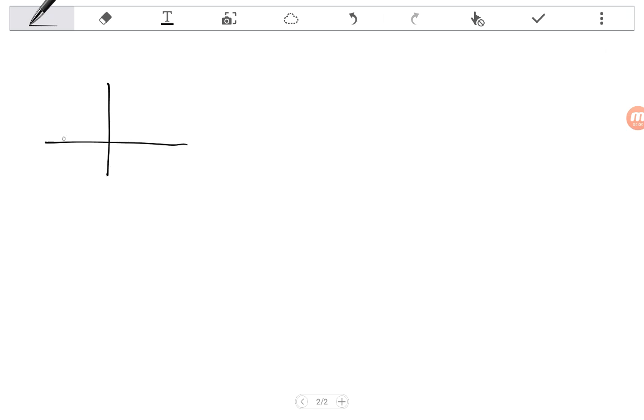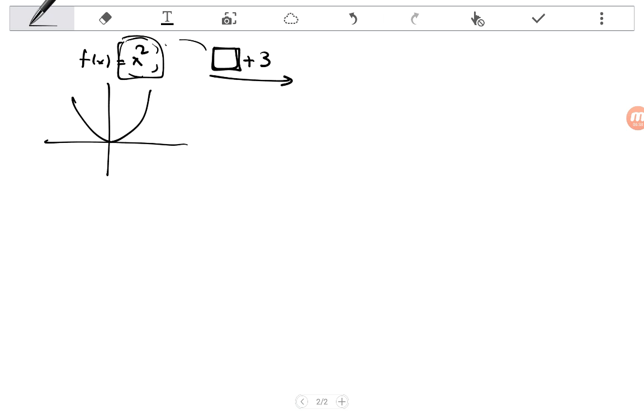If I take this function, f of x is equal to x squared, and this time mathematically I take the whole function and say plus 3. This square I symbolize as the whole function. So whatever the function was, I just put it in a box to symbolize the whole function.